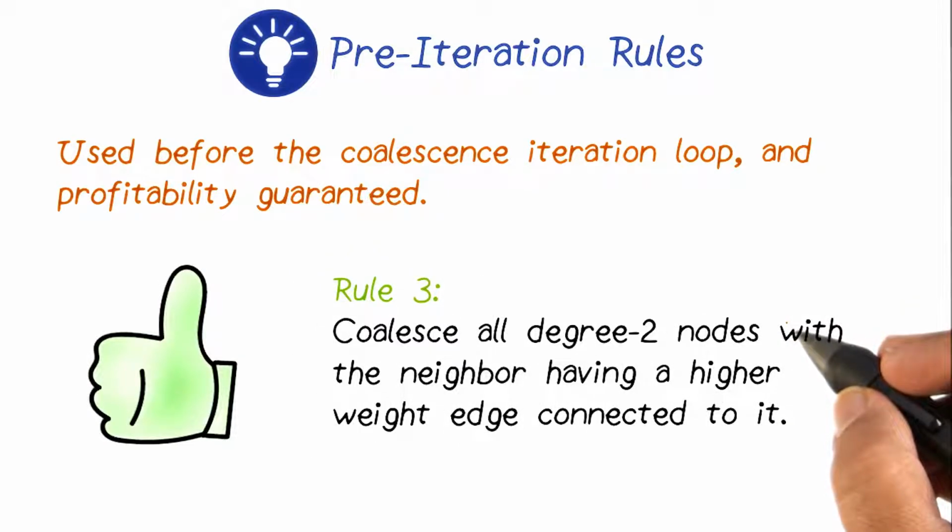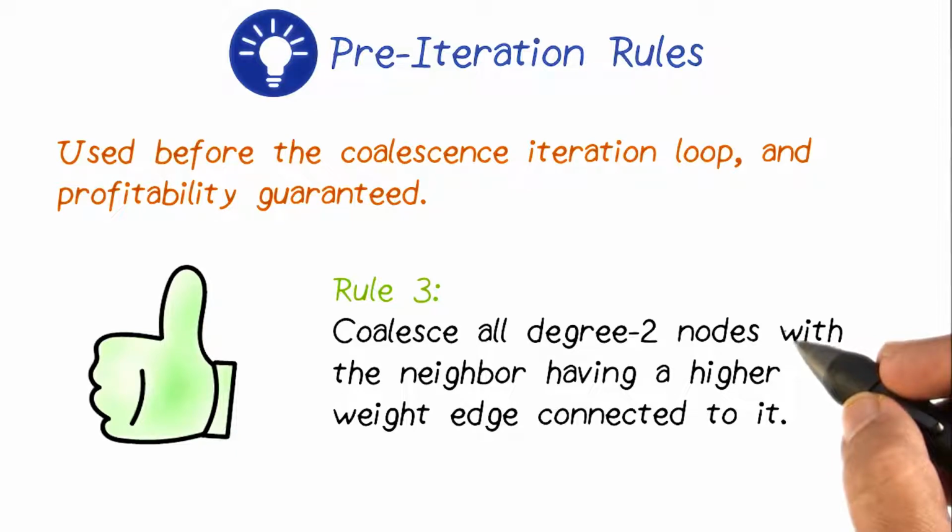And finally, we have rule 3: coalesce all degree 2 nodes with the neighbor having a higher weighted edge connected to it. Here is the motivation. If we connect this particular node to another degree 2 node, which is its neighbor, and that has an associated higher cost edge, then we increase the chances of covering that higher cost edge, thereby improving the MWPC.